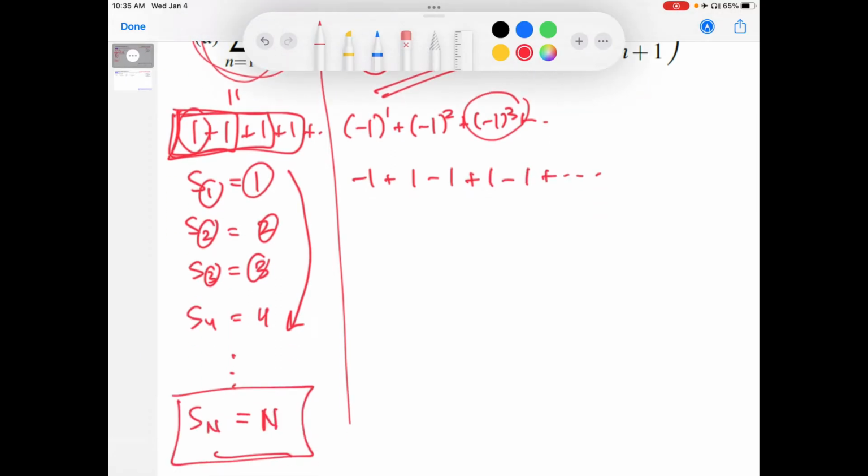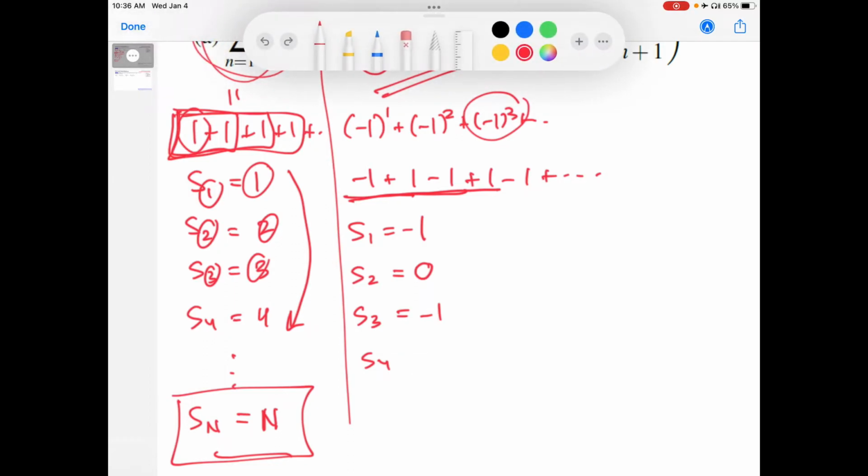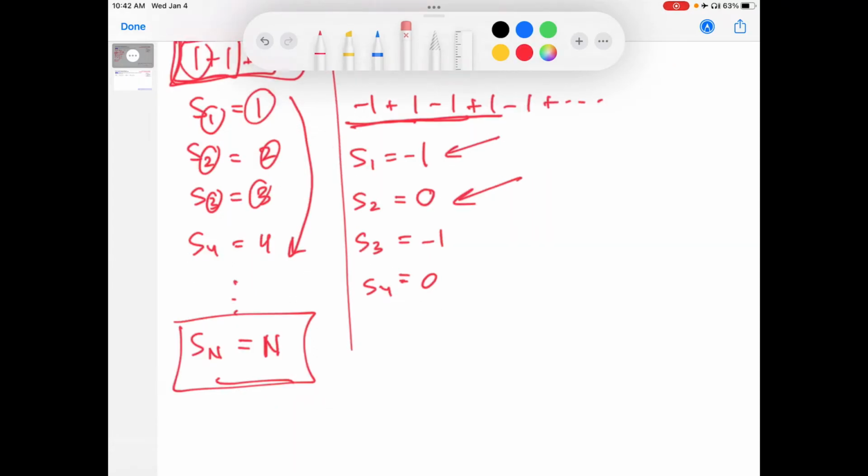So we'll do the same thing. S sub 1 is the first term. S sub 2 is the sum of the first two. That's 0. S sub 3 is the sum of the first 3. That's negative 1. S sub 4, sum of the first 4. That's 0. Equals 0.